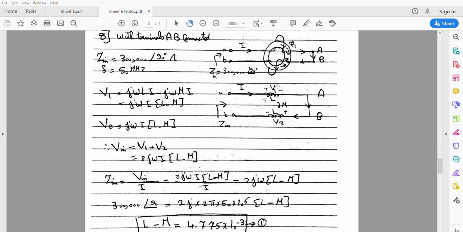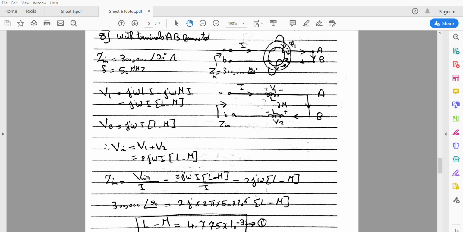So at V1, this value is equal to j omega I multiplied by L minus M. Now if I need to determine the voltage V2 at this inductor, it will be the same: j omega L I, where I is the current, minus j omega I M, the mutual inductance. Again, the negative sign here, as they are both in opposite directions. Now if I need to determine the input voltage, it will be the summation of voltage 1 plus voltage 2, equal to this value.